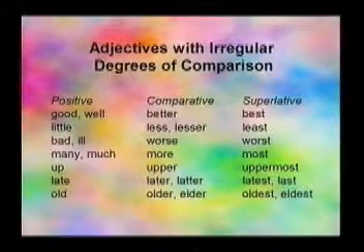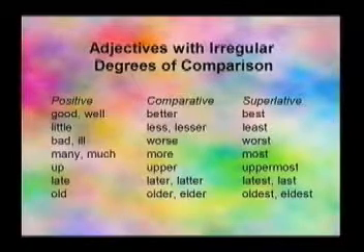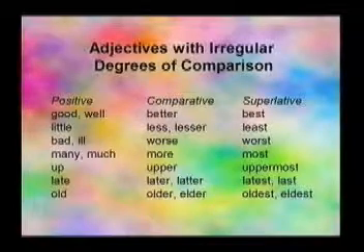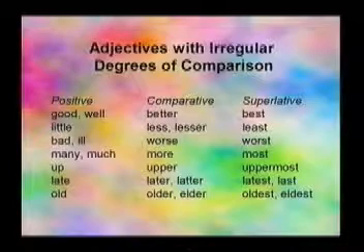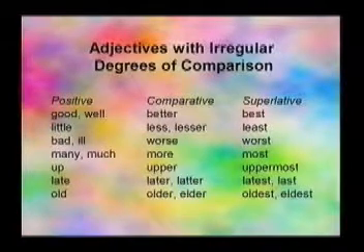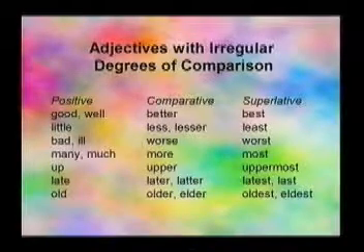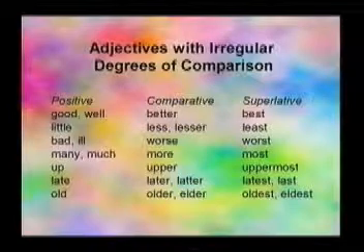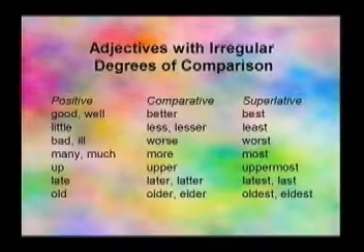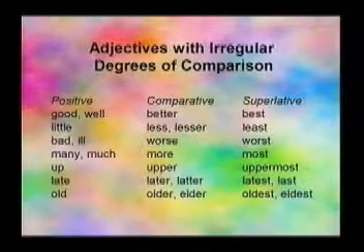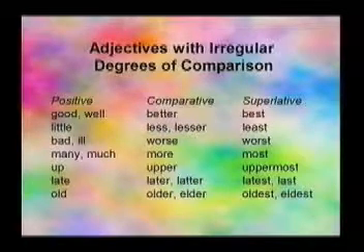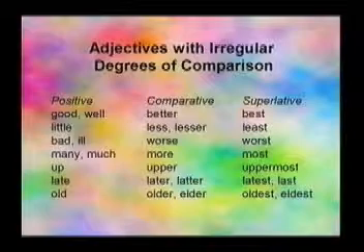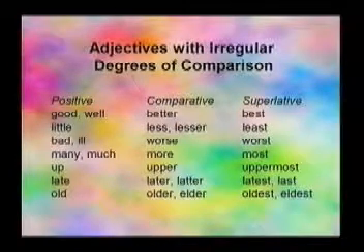Some adjectives have irregular degrees of comparison. For example, positive, good or well, comparative, better, superlative, best. Little, less or lesser, least. Bad or ill, worse, worst. Many or much, more, most. Up, upper, uppermost. Late, later or latter, latest or last. Old, older or elder, oldest or eldest.